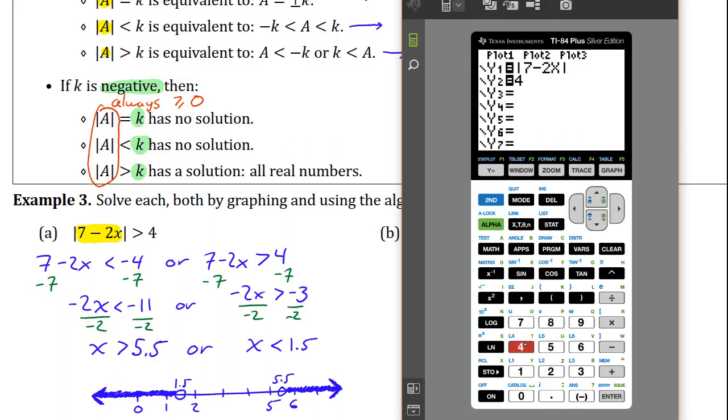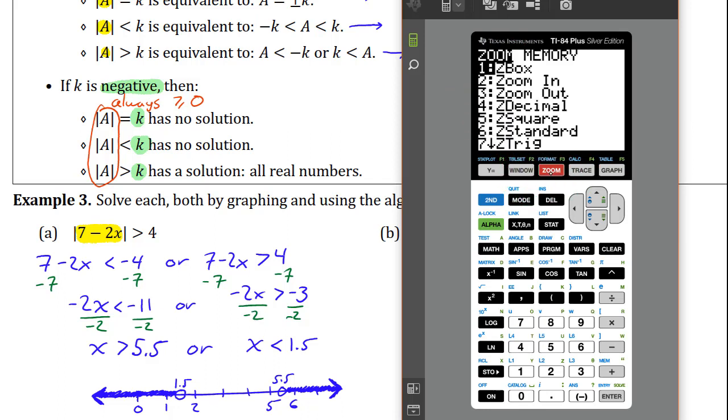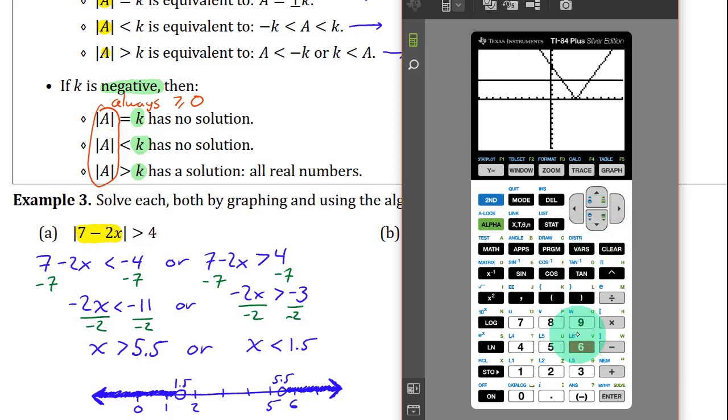So what we do when we graph this is we're going to see what are the values of x that make the absolute value of 7 minus 2x greater than 4. That will be what makes these y coordinates greater than the y coordinates that are 4. Let's look at the graph. So you might have a weird window. Remember, you can always do zoom to go to maybe number 6 for ZStandard is a good one. You can get a rough estimate just by pressing the trace button and tracing around.